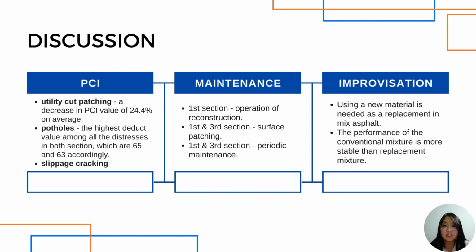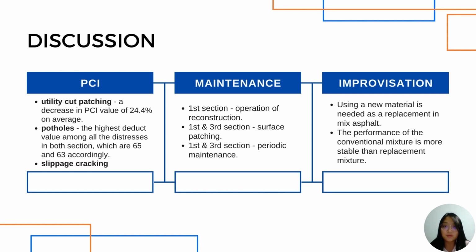By referring to the data, slippage cracking had affected the PCI value of the road pavement. Next is the part on maintenance and rehabilitation. Reconstruction is required for the first section, as the PCI calculated for this section is relatively low compared with the others. The PCI for the first section is considered serious condition, while the PCI rating for section 3 is classified in the very poor category. The recommended rehabilitation method is surface patching. For the rest of the sections, periodic maintenance is needed as the overall PCI for these sections is high.